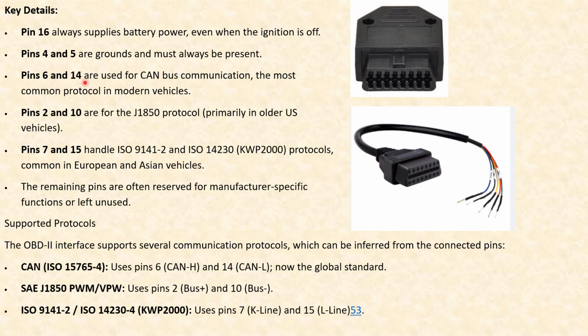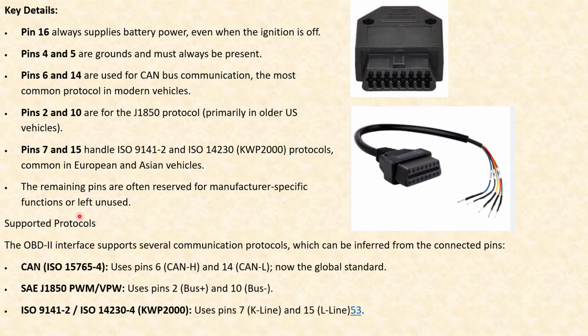Pins 6 and 14 are used for CAN bus communication, the most common protocol in modern vehicles. Pins 2 and 10 are for the J1850 protocol, primarily in older US vehicles. Pins 7 and 5 or 7 and 15 handle ISO 9141-2 and ISO 14230 protocols. This is common in European and Asian vehicles. And the remaining pins are often reserved for manufacturer specific functions or left unused.